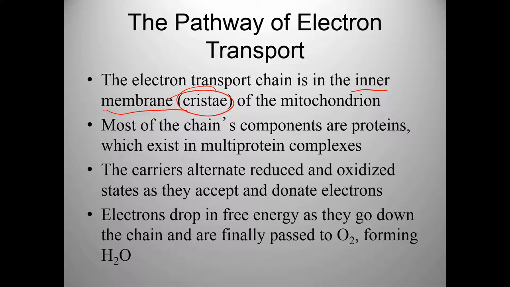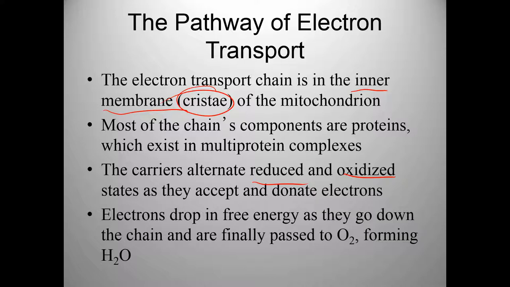Now, as these electrons are transferred to your membrane proteins, your electron carrier proteins, or your electron chain proteins, they are going to basically shuttle electrons from one to the next. It's a chain. It's like individuals lining up in a line, passing buckets down the line. When you accept the bucket, you are reduced. The person who passed you the bucket and gave it up to you is oxidized. And this continues from one individual to the next, so you alternate between reduced and oxidized states.